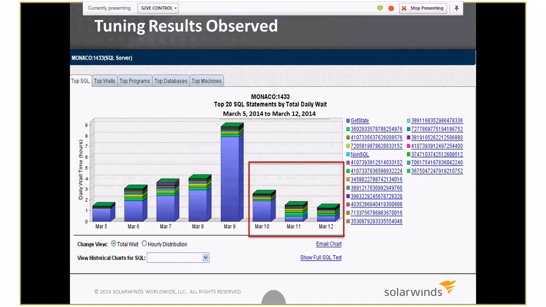Now, this is something that seems so simple, but a lot of times when you're looking at thousands of SQL statements, without this type of view and knowing what spent so much time in the database, it's hard to find.